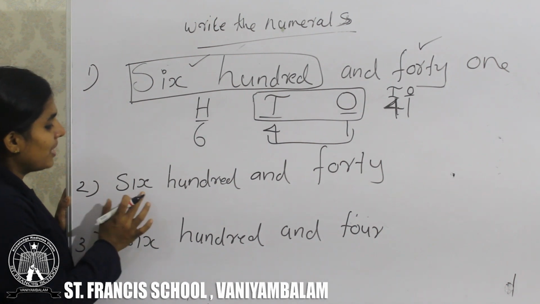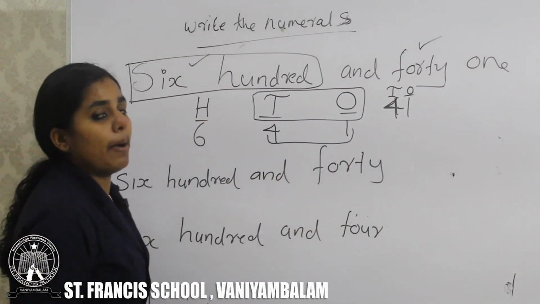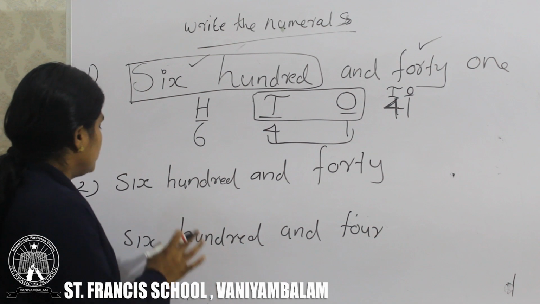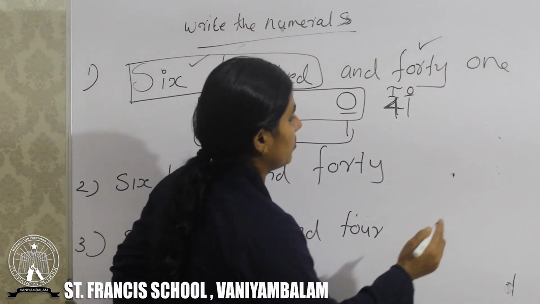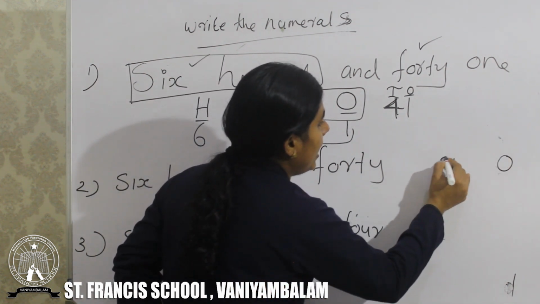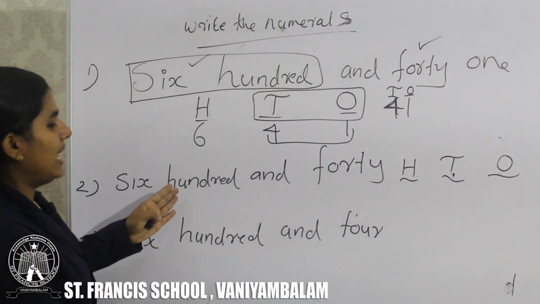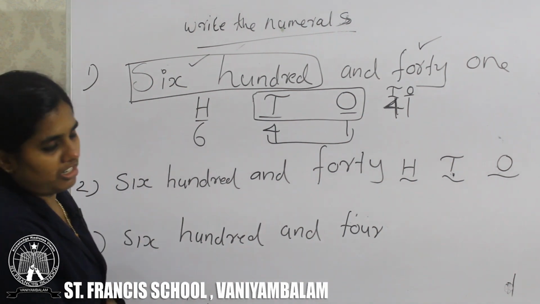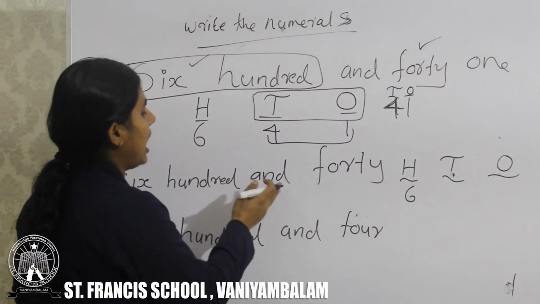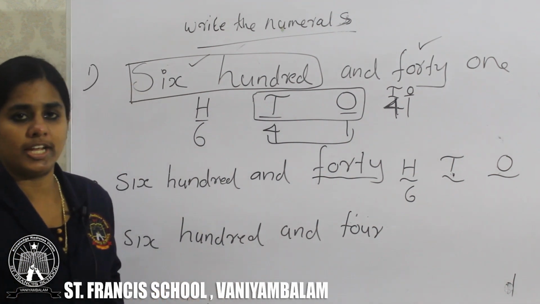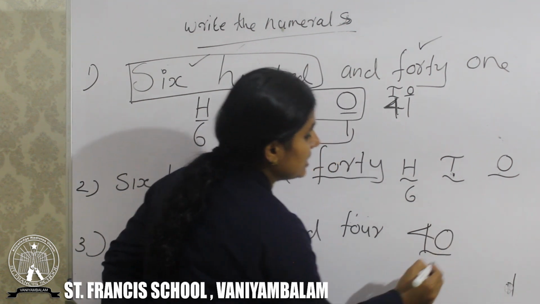Our second question, 640. Here we had 41, but here only number 40. F-O-R-T-Y. 640. How to write? First we want to write the place value chart of this number. That means ones, tens and hundreds. Okay, in the hundreds place we have which number? Number 6. Then write here number 6. Then next we have which number? Number 40. How to write number 40? This is number 40.